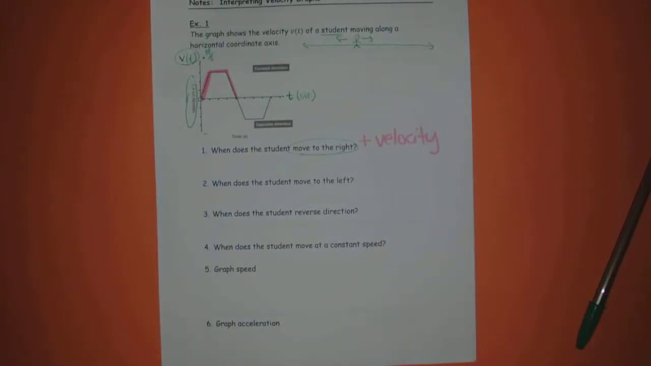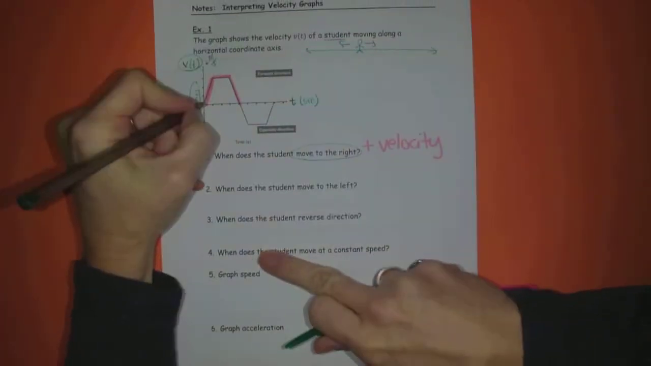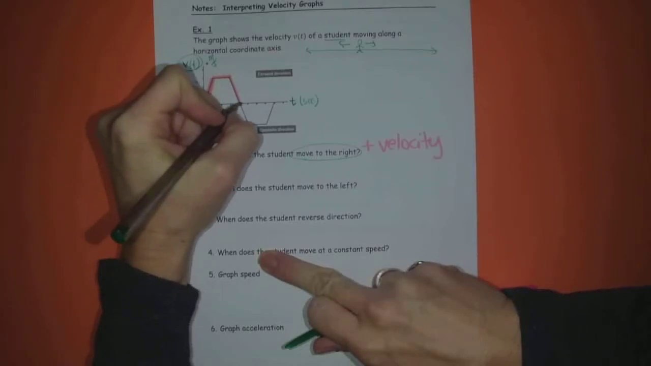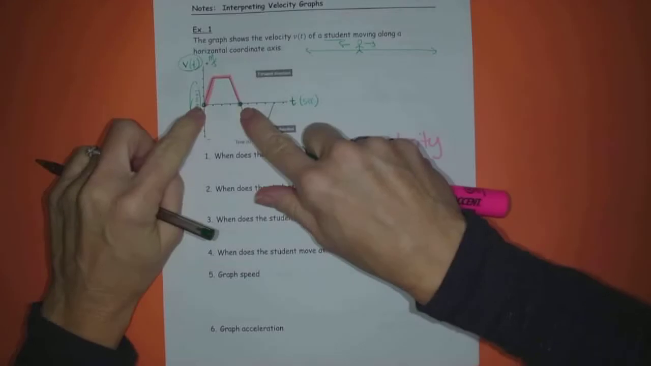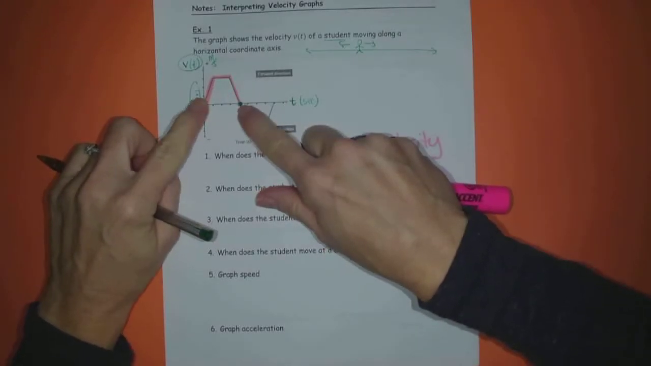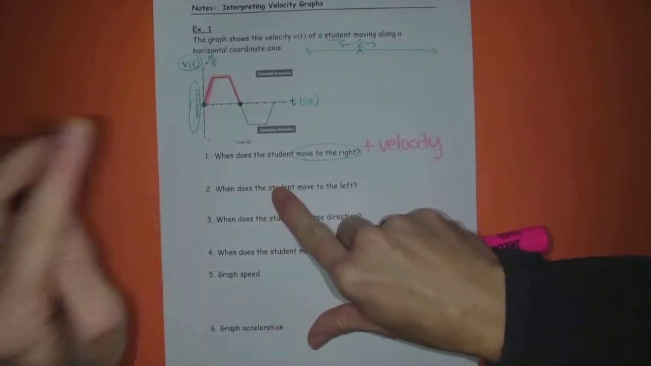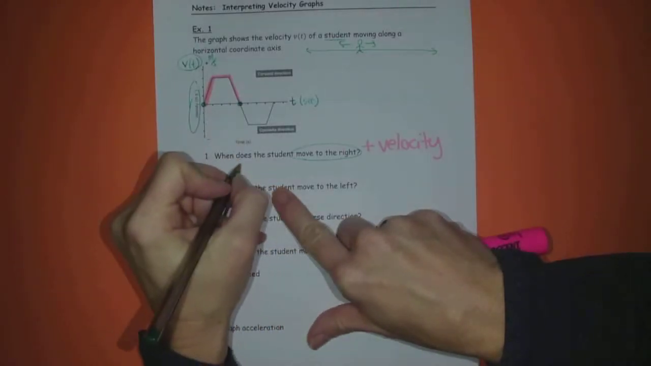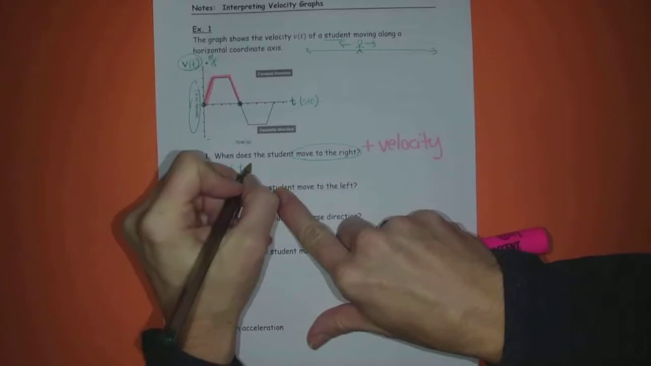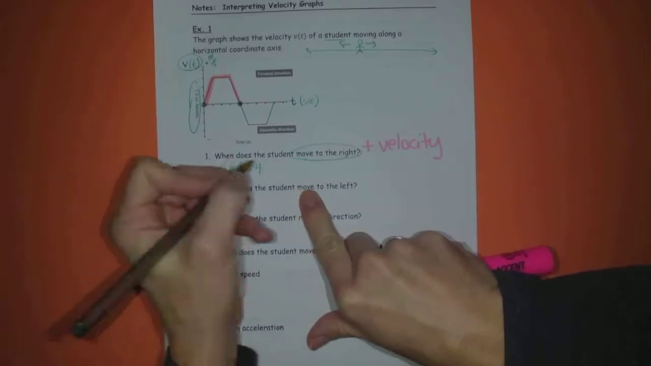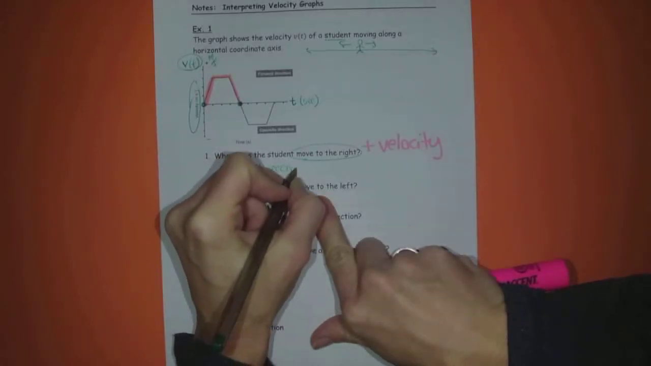Now, I don't want to include time 0 or time 4, because as you can see, at time 0 and time 4, the student had a velocity of 0 and wasn't moving. So there's no movement to the right at these two endpoints. So when I answer this, I'm actually going to say t between, but not including, 0 and 4 seconds.